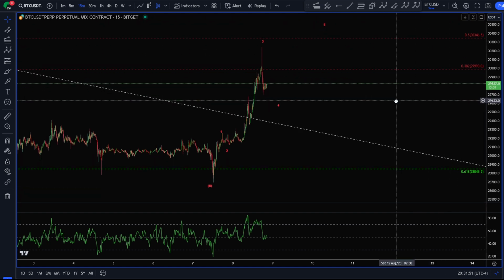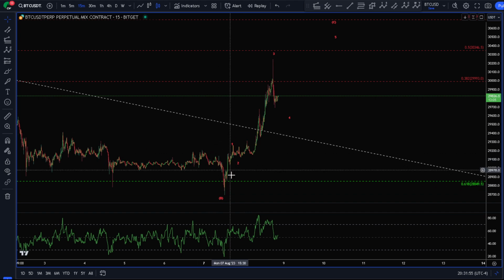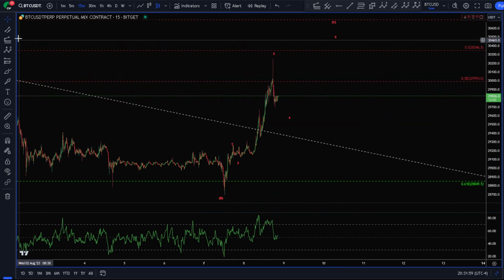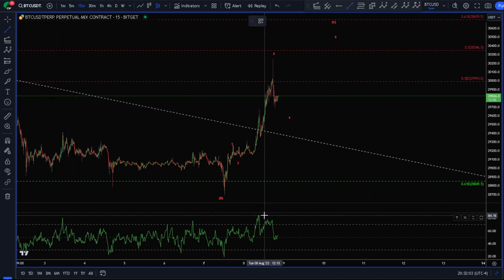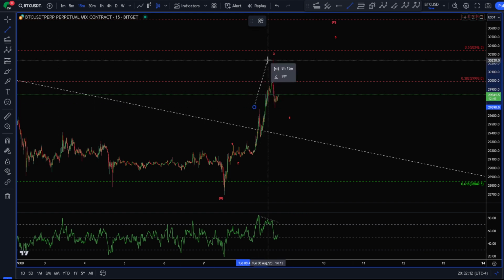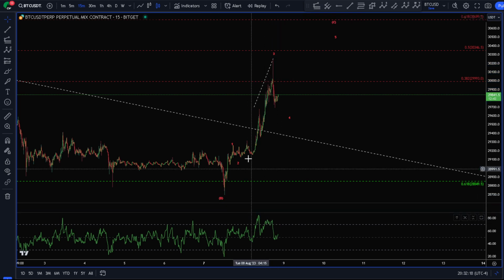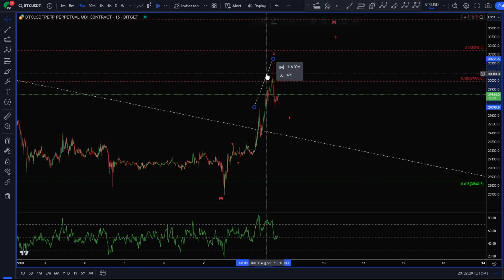Now coming down to the 15-minute, as you can see, we have our wave 1, 2, 3 working on our 4th for our C wave. Taking a look at the divergence for our proposed 3. That's perfect. We're getting divergence between the 3 and the 5 of the 3rd. 1, 2, 3, 4, 5. Got lower lows on the RSI, higher highs in price, which is perfect.